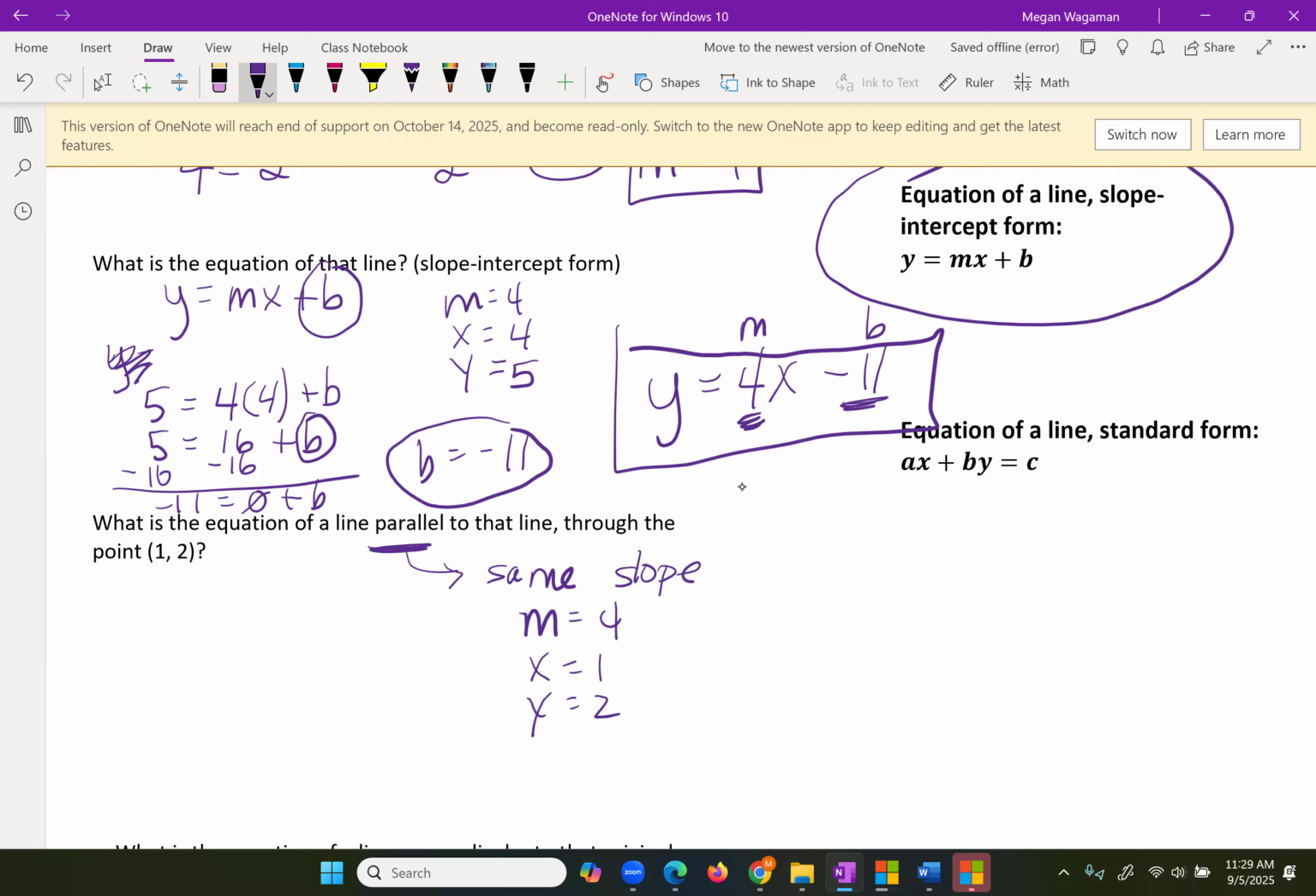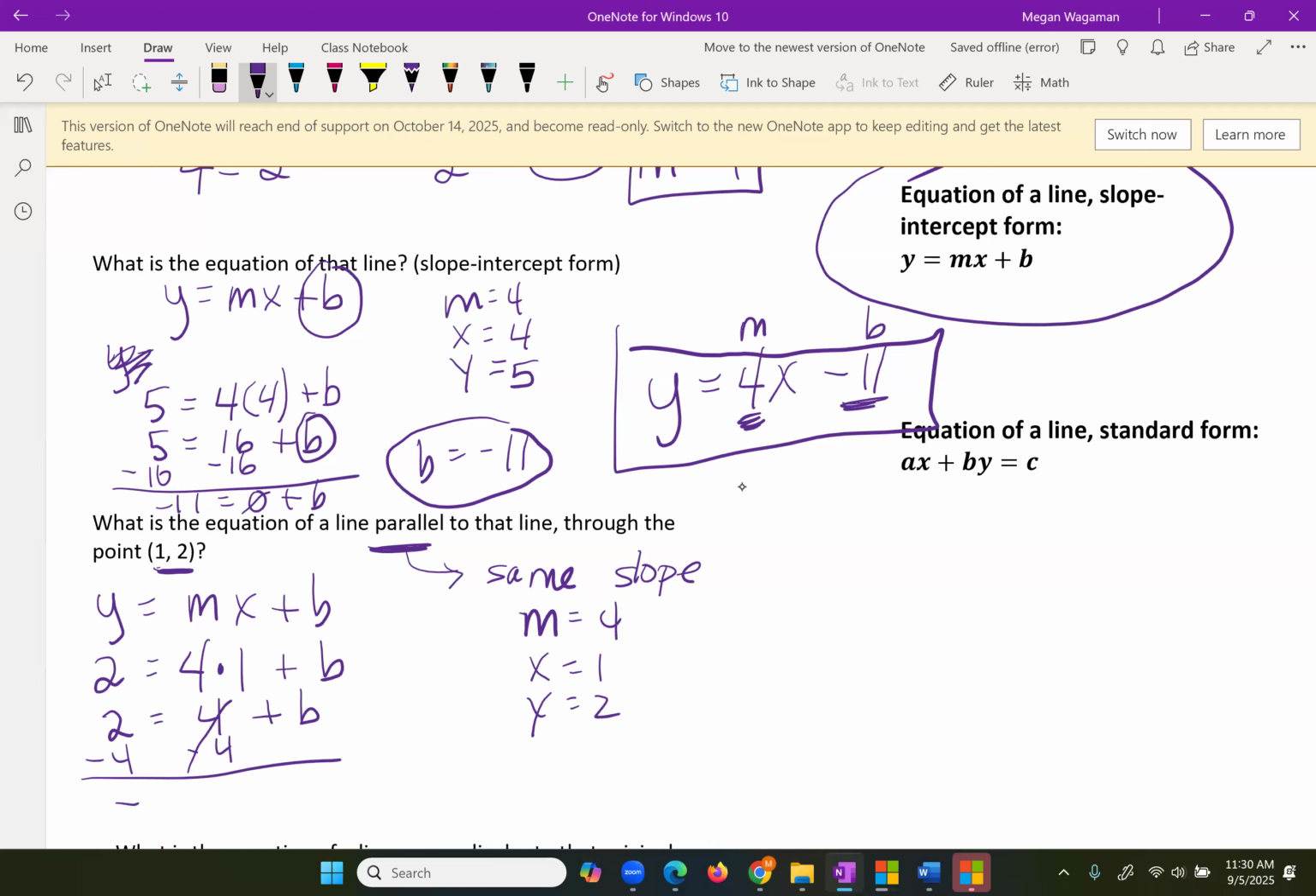So I'll just write here, y equals mx plus b. My y is 2 from this point here. My slope is 4 because it's parallel. My x is 1. And once again, I'm solving for b. So 2 is equal to 4 plus b. Work to get that b all by itself. So -2 is equal to b.